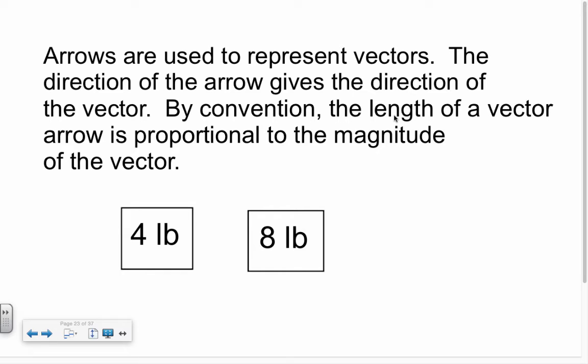And we often use arrows to represent vectors. The direction of the arrow gives the direction, and the length of the arrow gives the magnitude. And by the convention we use, the length of the vector arrow is proportional to the magnitude of the vector. So if the 4-pound block had a weight arrow like that, then the 8-pound block is going to point in the same direction, but the arrow will be twice as long. The length is the magnitude, the arrowhead is the direction for a vector.